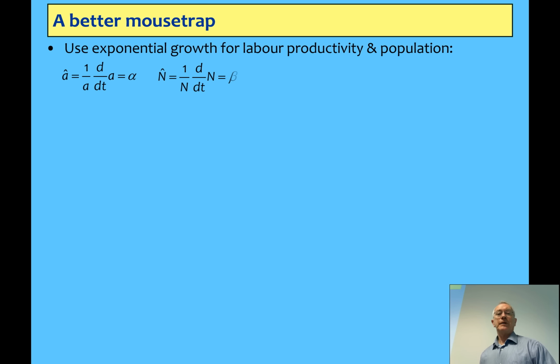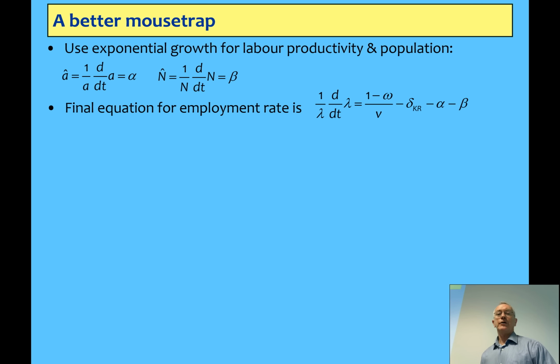So just by making those substitutions, your final equation for the rate of change of employment is 1 minus the wages share divided by capital output ratio, minus depreciation, and that term there in total is the rate of growth, okay, minus labour productivity, minus population growth.